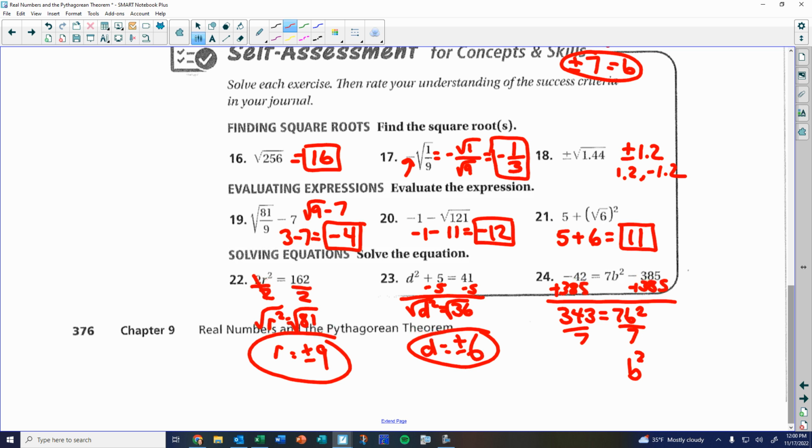So that leaves me b squared equals 7 to the 4th. That is 49. Yeah. So I square root both sides to get from b squared to b, and I get positive or negative 7.